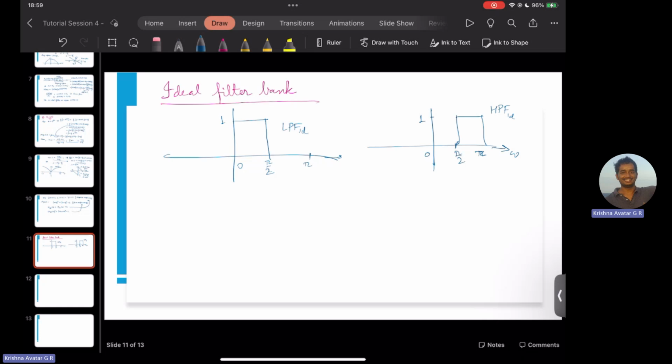So this is what we would expect from an ideal filter bank. However, there are certain issues. The first issue, and the reason we cannot attain such filters, is that they are non-causal.